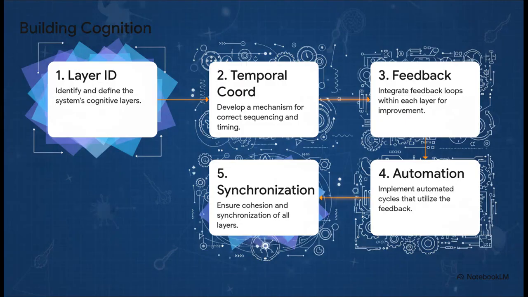So here's our roadmap for today. The whole construction job is broken down into 5 distinct processing stages. First, you have to identify the layers. Then you get them working on the right timeline. After that, you build in feedback loops, automate the improvement process, and finally, you sync everything up so it works together. We're going to go through each one step by step.